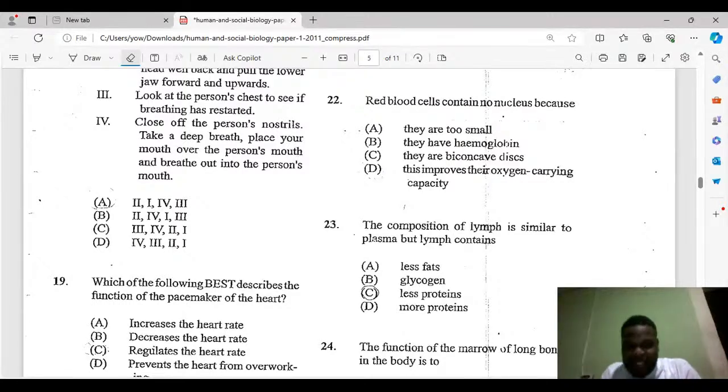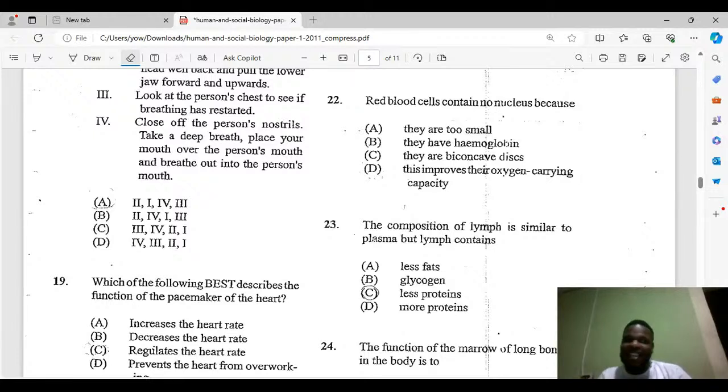So why does lymph have less protein than plasma? Lymph and plasma are both liquid, right? But the lymph has already been filtered by the kidney, so the lymph is after the filtration of the kidney.